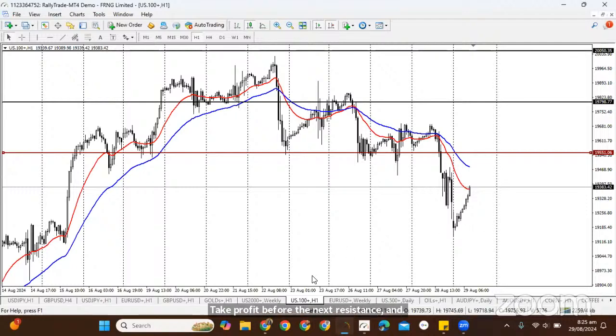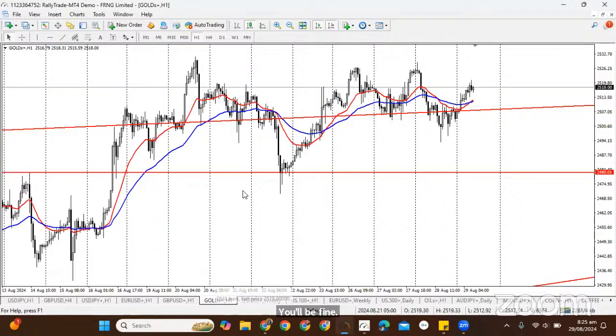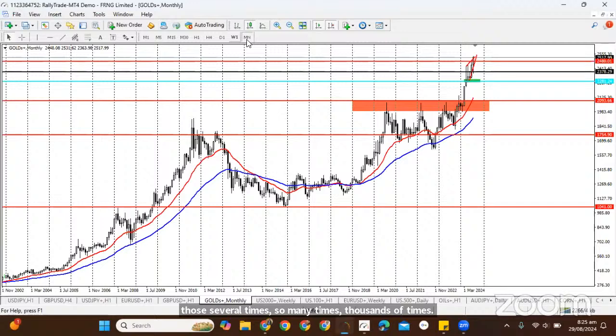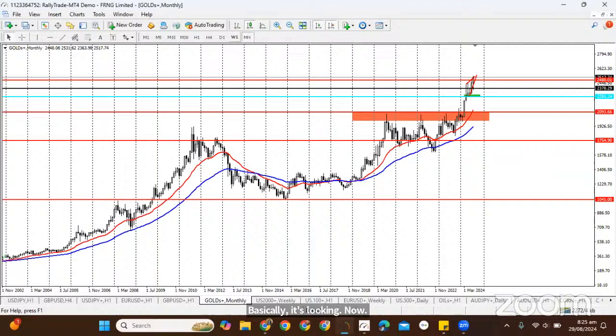You'll be fine. So another instrument that interests me a whole lot is gold. I've told us several times, so many times, thousands of times, that gold is basically looking out to get to the 3,000 price level. That's where gold is looking out to get to, the 3,000 price level. But now, how soon are we expecting gold to get to the 3,000 price level?